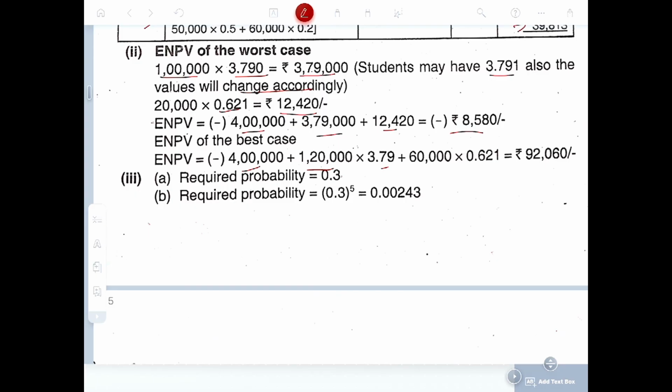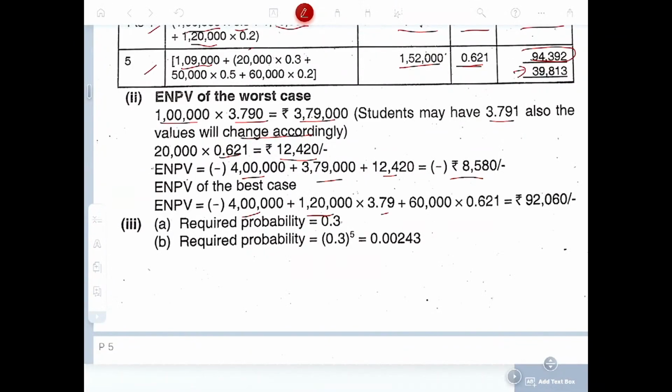That gives 3.791, so 3,79,000 out of 1 lakh, because this is 1 divided by 1.1, plus 1 divided by 1.1 whole square, plus 1 divided by 1.1 whole cube. So that is the arithmetic of this. There is a formula for getting the five-year annuity consistently, if I remember, an arithmetic progression.